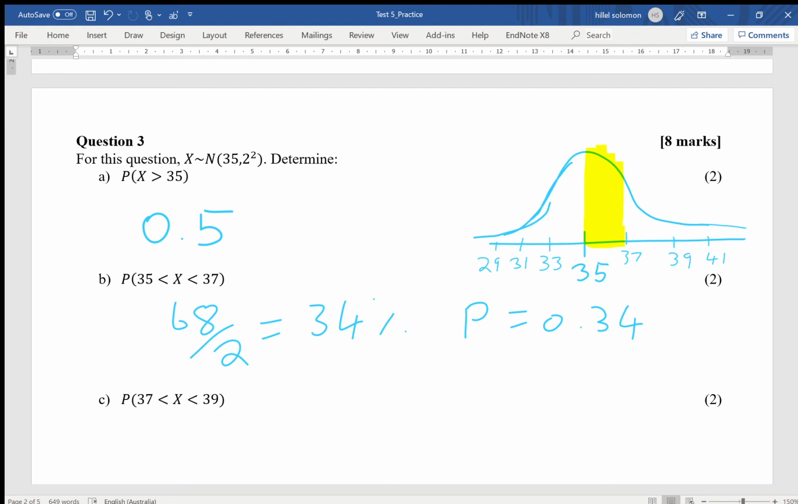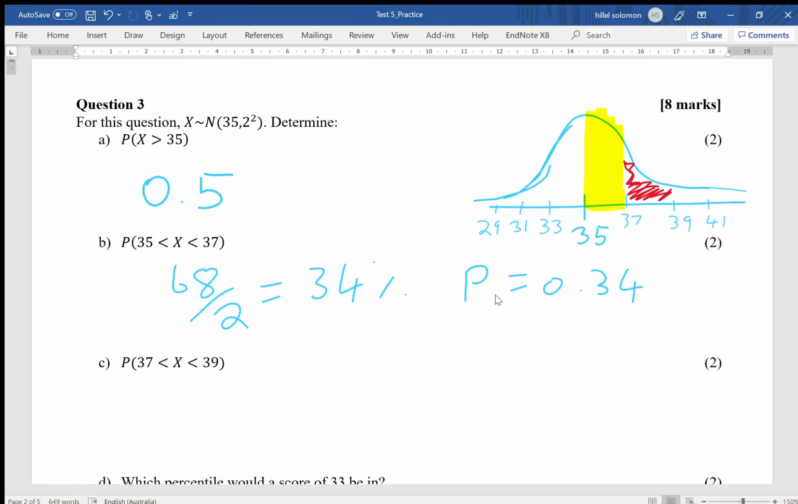Question C, what's the probability that x lies between 37 and 39? So now I'm going to show you that with a red pen between 37 and 39. We'll shade that in. Okay, well, let's think about this. There's a few different ways we could go about this. The way I'm going to do it is like this.